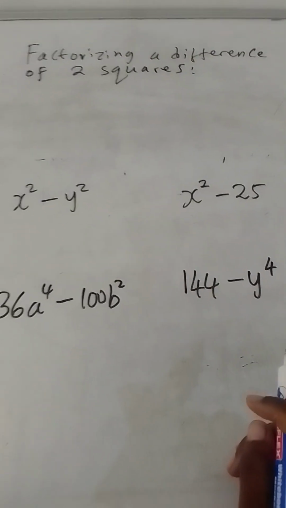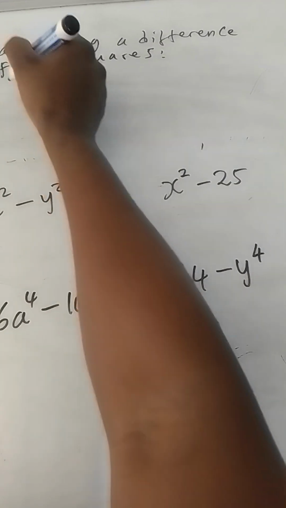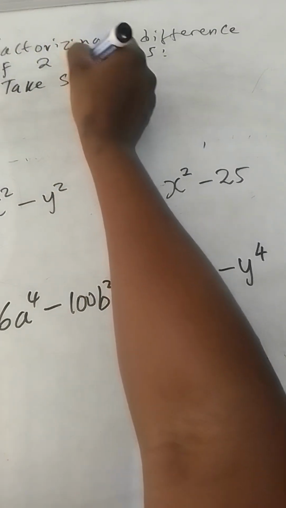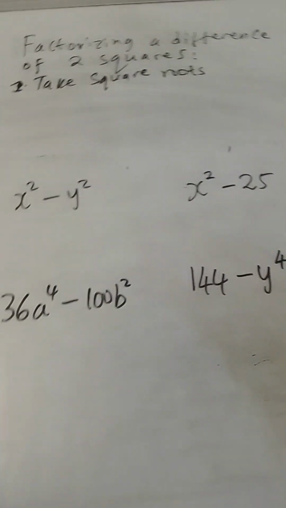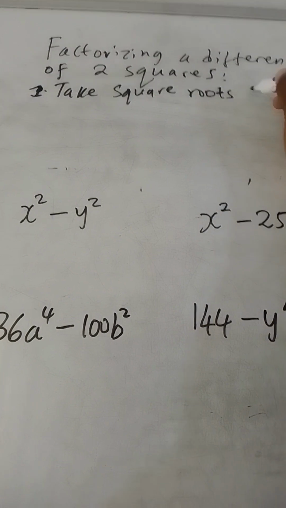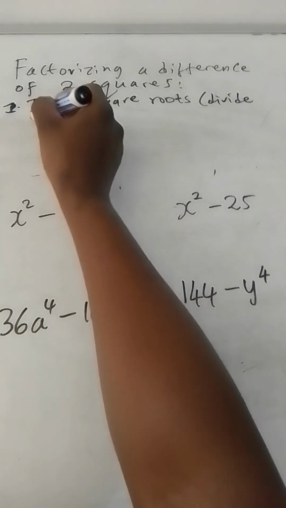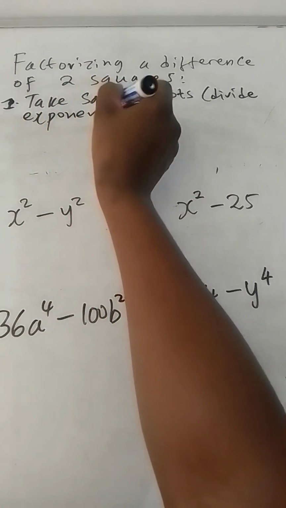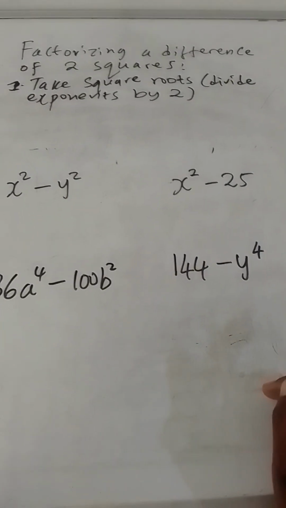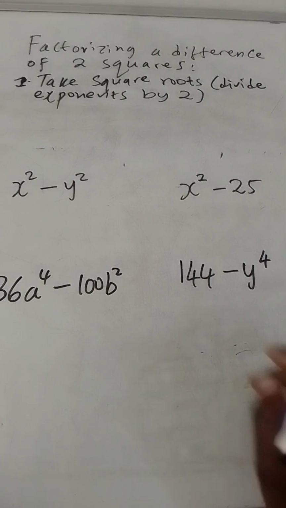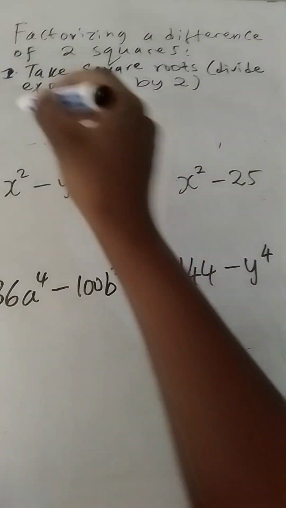So to factorize a difference of two squares, first of all, step number 1, take square roots. Now when taking square roots, you are dividing the exponents by 2. So when you look at the powers of the variables, to take their square roots is the same as taking the exponents and dividing them by 2. Right, that's step number 1.